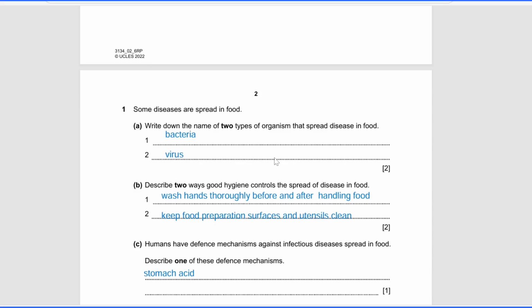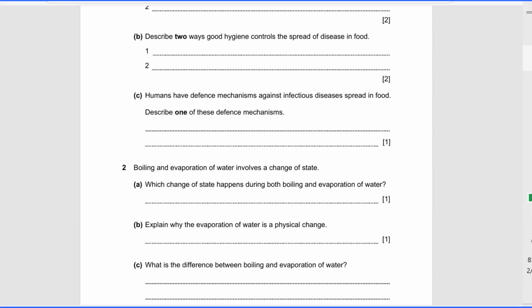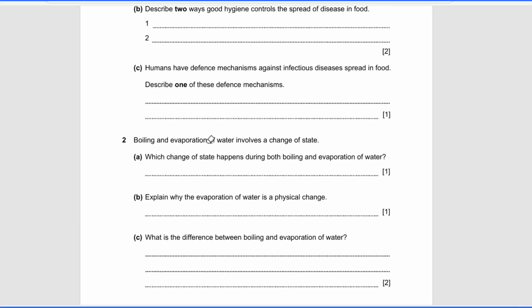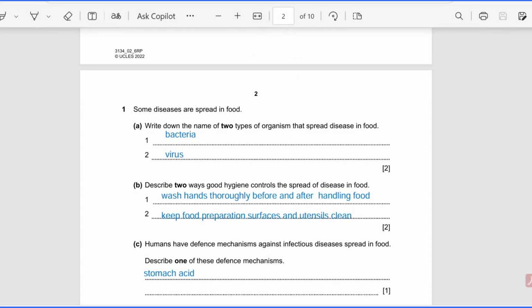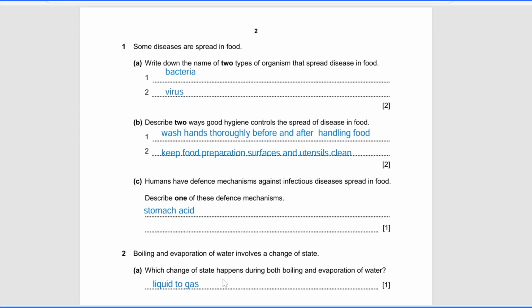Alright, let's move on. Now we are in number 2. Boiling and evaporation of water involves a change of state. Question A, which change of state happens during both boiling and evaporation of water? Okay, let's review the answer, guys. So the answer is liquid to gas. Both happen during boiling and evaporation.